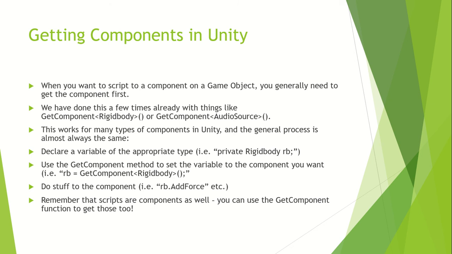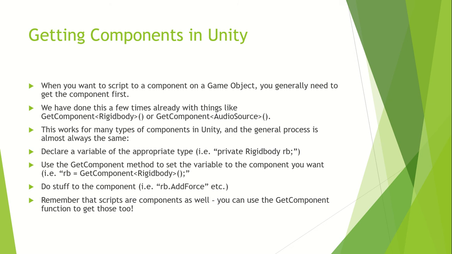So declare the variable, and use the GetComponent method to set the variable to the component you want. So rb equals GetComponent Rigidbody, or anim equals GetComponent Animator, et cetera. Then do stuff to the components, which the way you typically access the various properties on the component is variable name dot name of the property. So in this example, it's rb.AddForce. AddForce isn't technically a property that's written on the rigid body, but it's a thing you're allowed to do to rigid bodies.